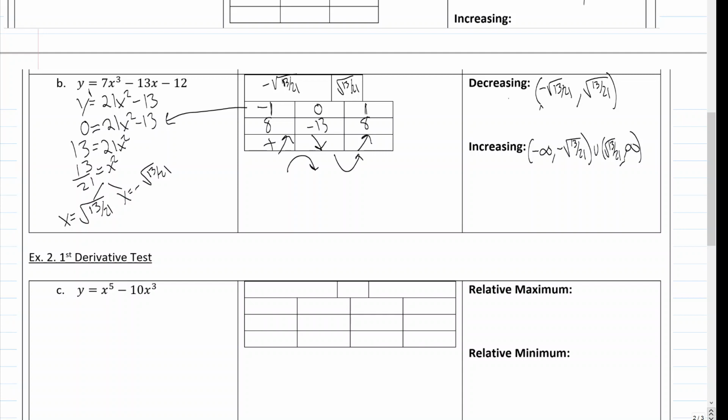If I was trying to say where my min and max are, my min is at x equals root 13/21, and my max happens at the beginning at x equals negative root 13/21. Now, I want to warn you that it is tempting to think that the negative x values are going to yield a minimum and the positive x values are going to yield a maximum, but it's entirely happenstance.